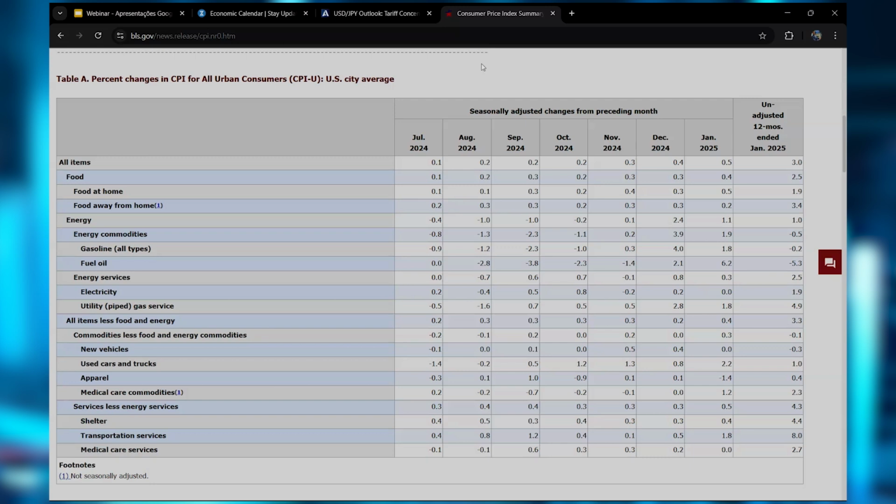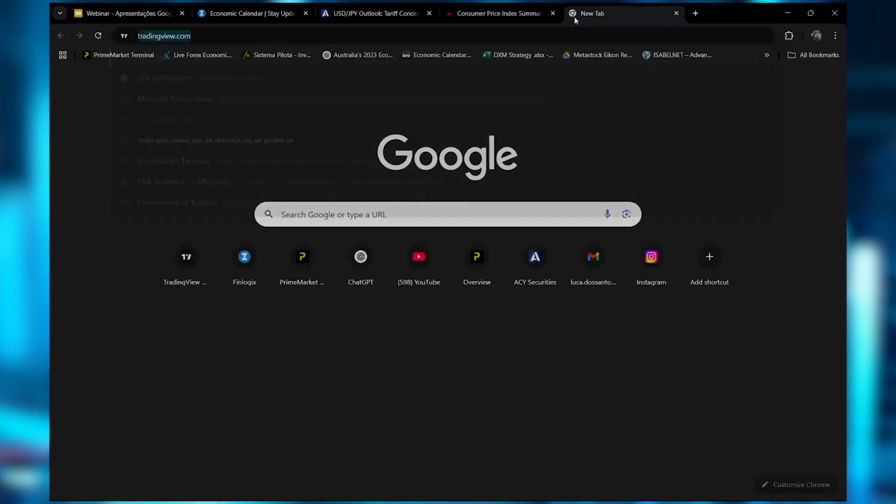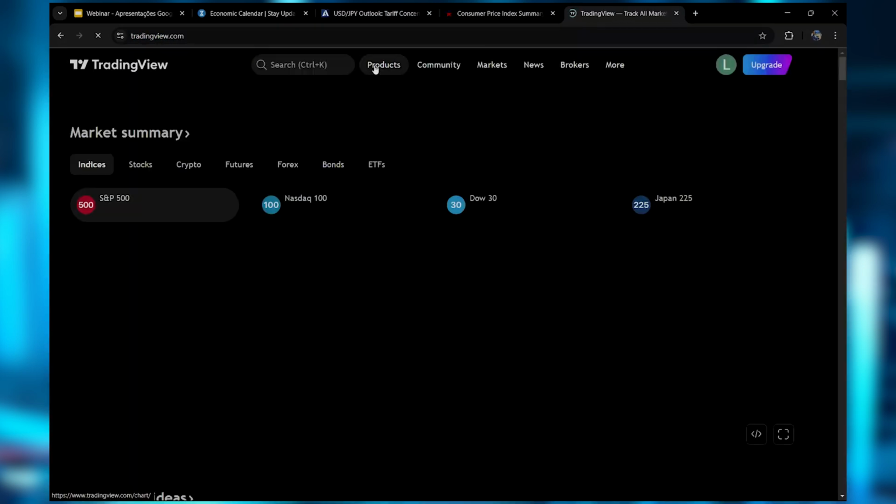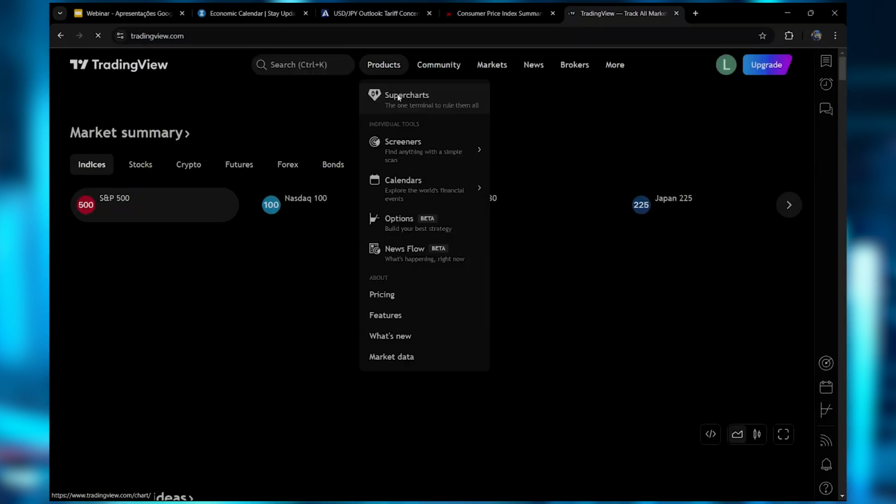Conversely, the Pearl 4 index fell, I think, 1.4%. Yeah, negative 1.4% in January. So what's the impact on the US dollar? If we get all of these, what's the impact on the US dollar? Let me open TradingView now and go for the US dollar index.